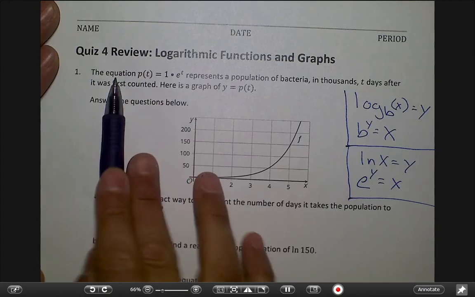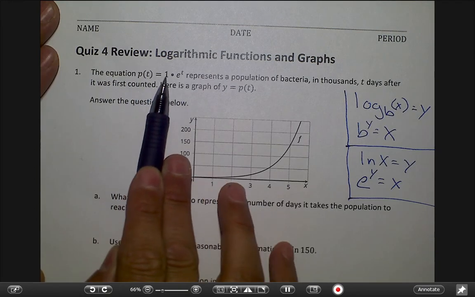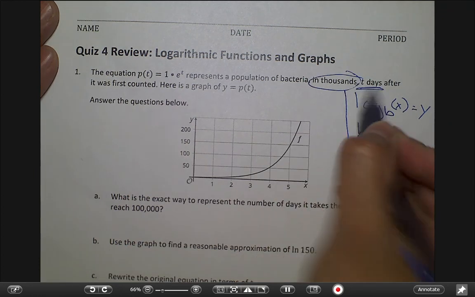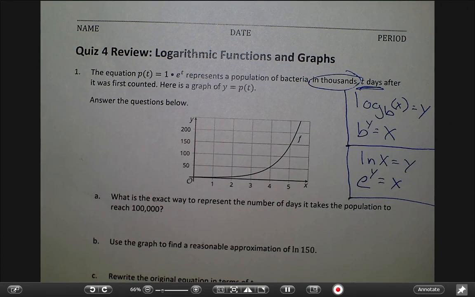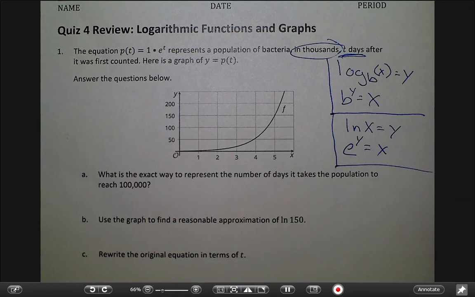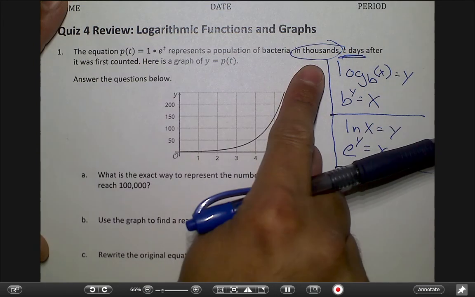It says the equation P of t is equal to 1 times e to the t represents the population of bacteria in thousands, t days after it was first counted. Here's a graph, y equals P of t. Now, what is the exact way to represent the number of days it takes the population to reach 100,000? My initial population is one what? 1,000. So it's super important that this is 1,000.